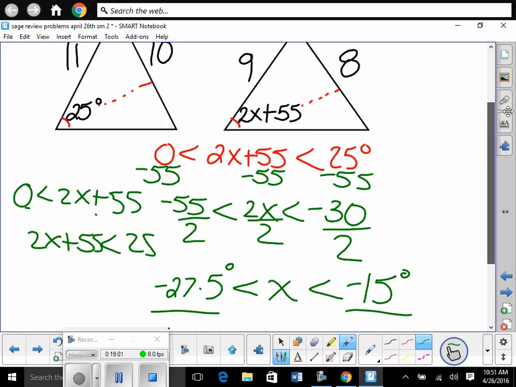So let's all look at why this makes sense. Let's all plug it into our calculator. x would have to be larger than negative 27.5. Let's plug in negative 27.5. So we have 2 times negative 27.5 plus 55. You get 0. So does everybody understand why x has to be greater than that? Because then it will make the angle larger than 0. And then also if we plug in negative 15, 2 times negative 15 plus 55, we get 25. Doesn't it have to be less than 25 degrees? Yes. So that's why our x is bouncing between these two values.